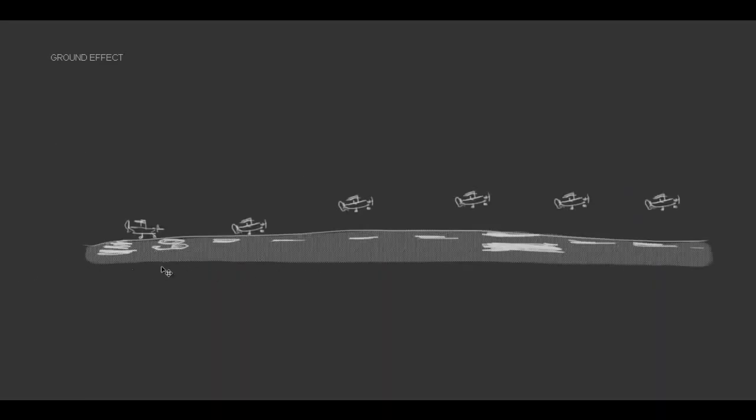And he continues that all the way to the touchdown. Also, on takeoff, if an airplane is overloaded, it may very well take off the runway. However, it may not exit ground effect. So let's take a closer look at what ground effect is.